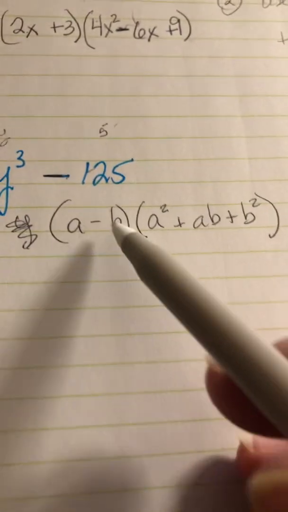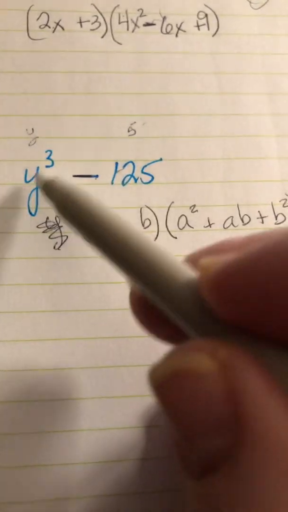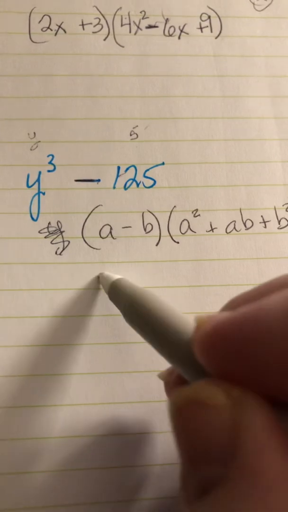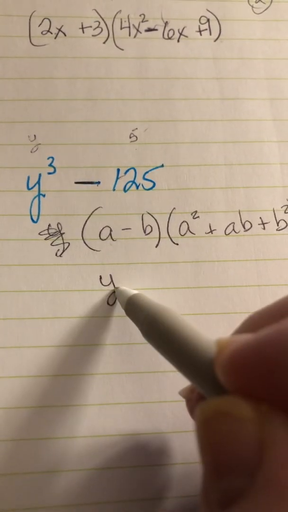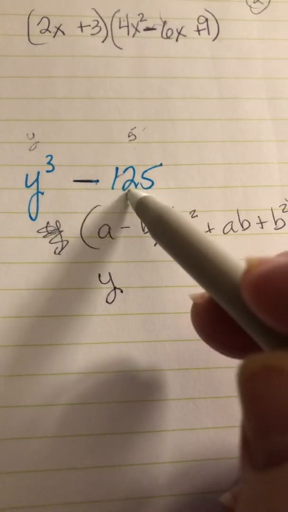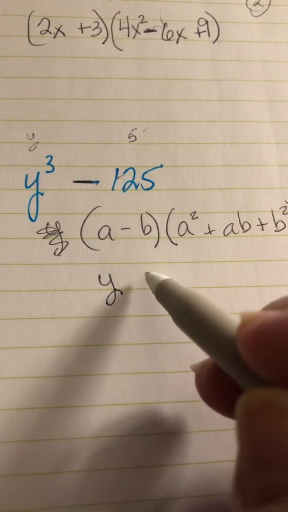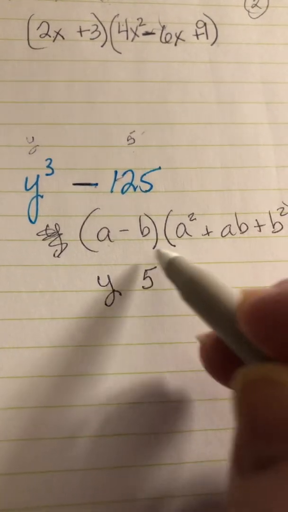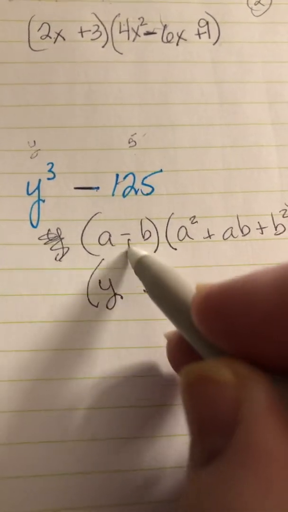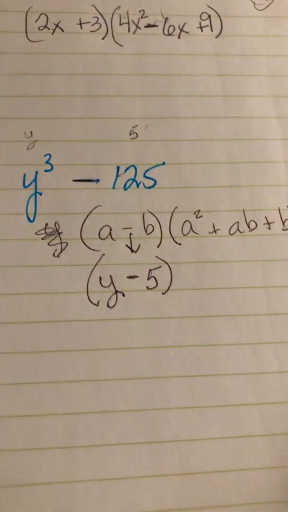We need to know our a and our b. So the cube root of y to the third is just y. So a is just this y value. The cube root of 125 is 5. So we're going to put a 5 in there for that second value. And it's going to start with subtraction.